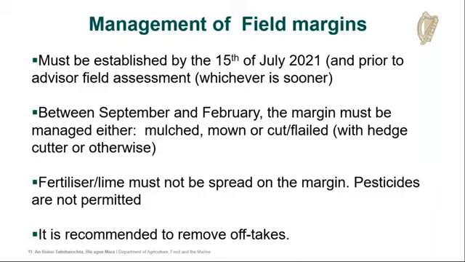For the management of them, they must be established by the 15th of July or before you go out and assess the field, whichever is the soonest. And they must be managed to keep them eligible, either by mulched, mown or flailed. They must not receive applications of fertiliser or lime, no pesticides, and it is recommended to remove offtakes to reduce fertility.